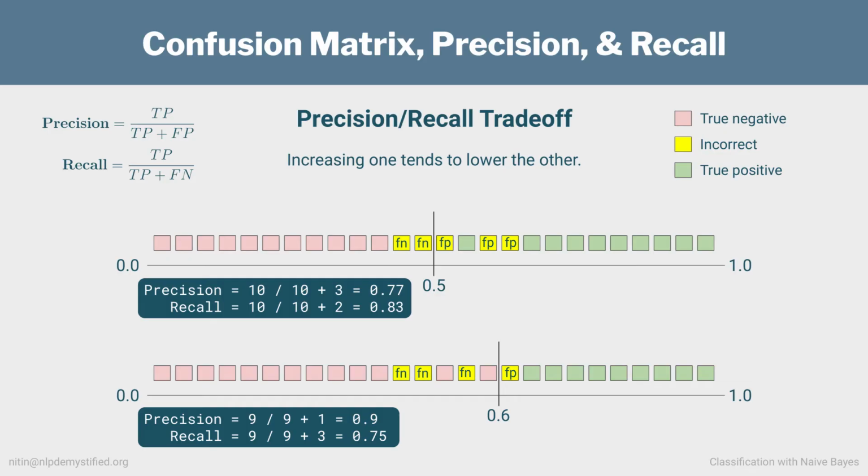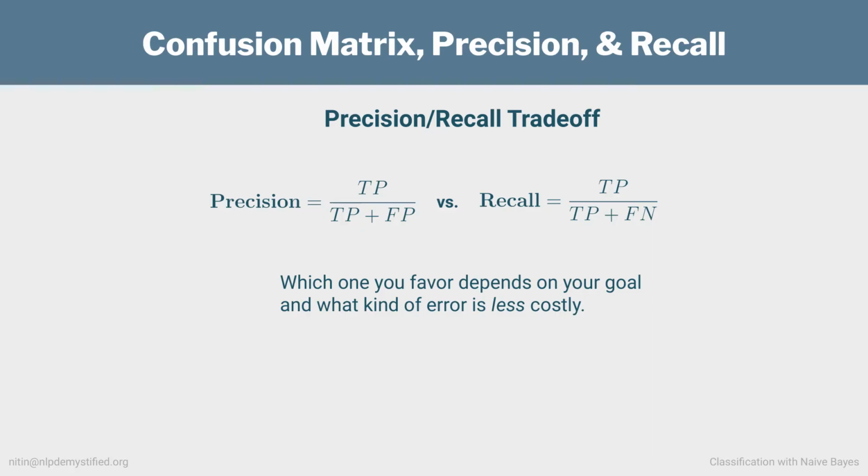So when our model does classify something as positive, it's now more correct. However, it's missing more of the positive examples in the dataset itself. Okay, so given there's a trade-off between precision and recall, which one should we favor? It depends on what we're trying to do and which kind of error is less costly.